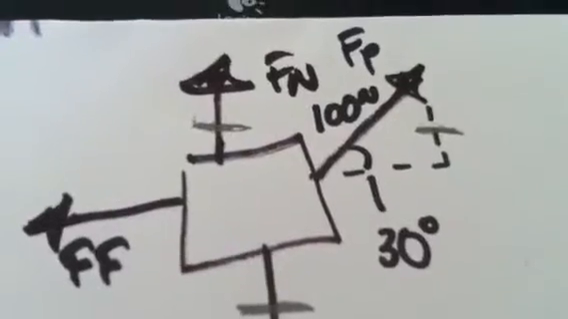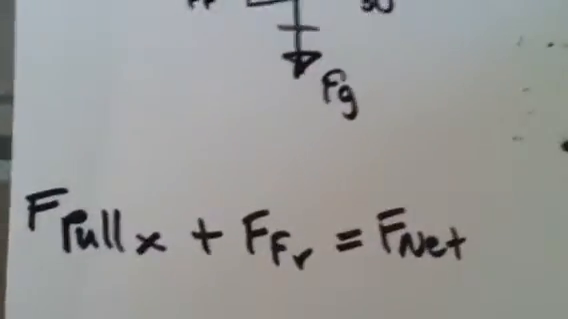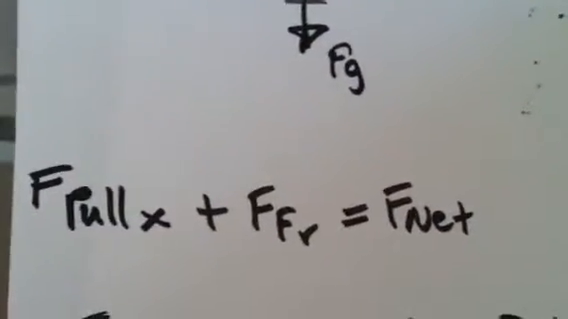So I'm going to first figure out the x, because we said that force pull x plus force friction will equal the force net. We need that equation in order to find the acceleration, because force net is equal to mass times acceleration. So I'm going to solve for force pull x right here.